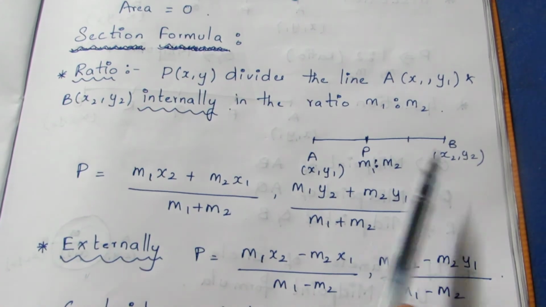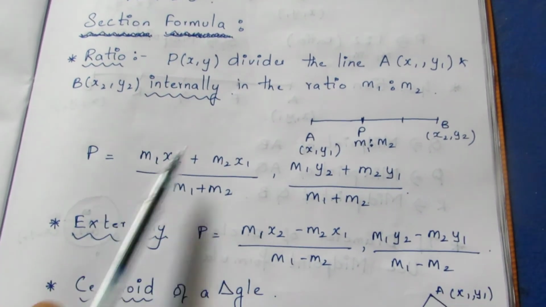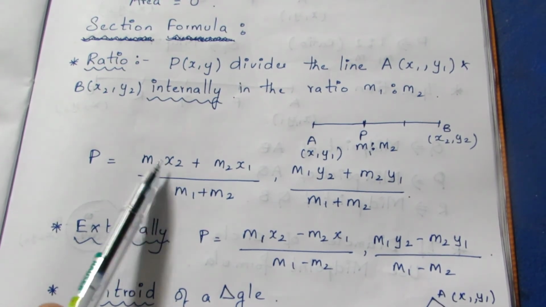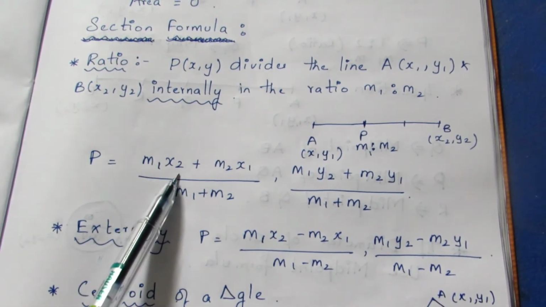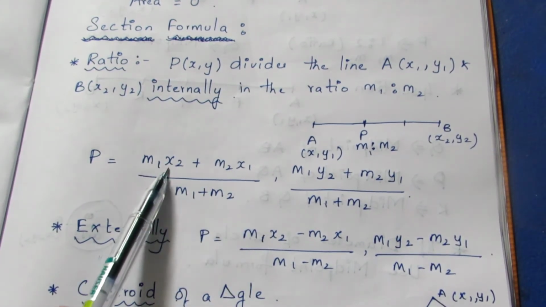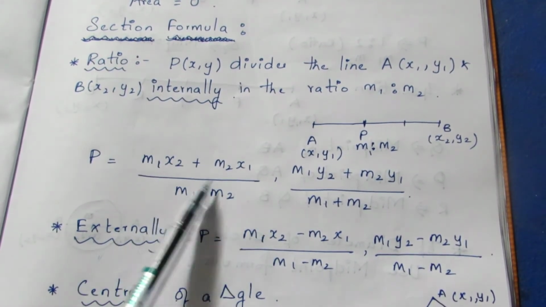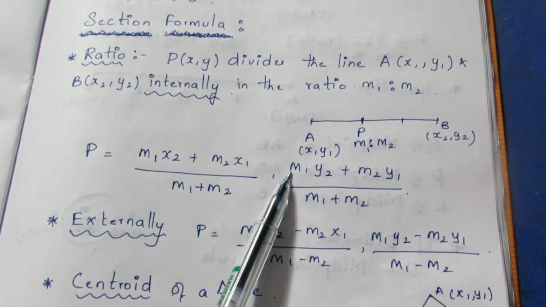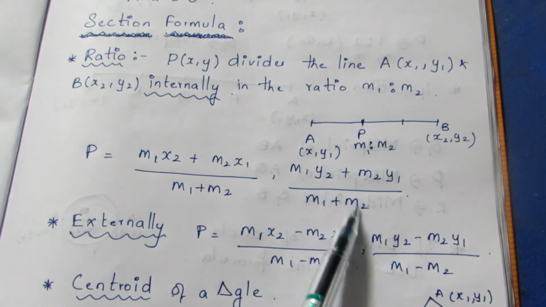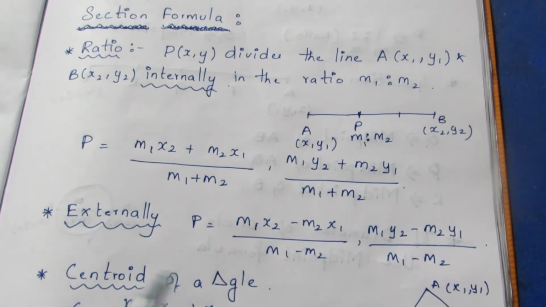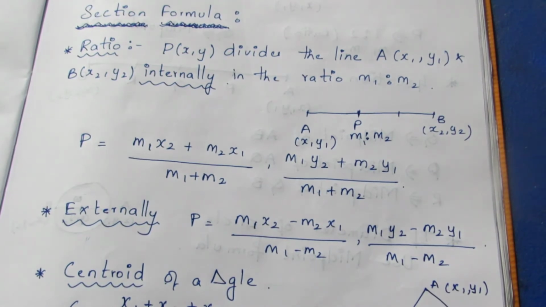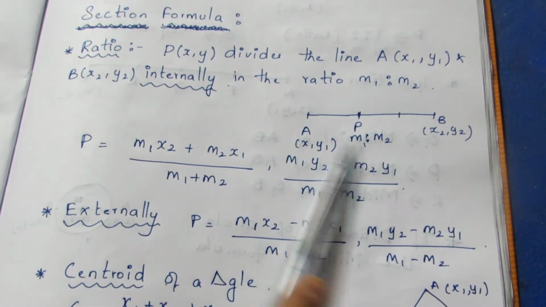If it is like this, the formula to find P will be m1 x2. This is opposite: if m1 is taken, x2 will come. So it is (m1 x2 plus m2 x1) by (m1 plus m2). Similarly, (m1 y2 plus m2 y1) by (m1 plus m2). Remember that if 1 comes, 2 will come. If 2 comes, 1 will come. So for internally it is plus.